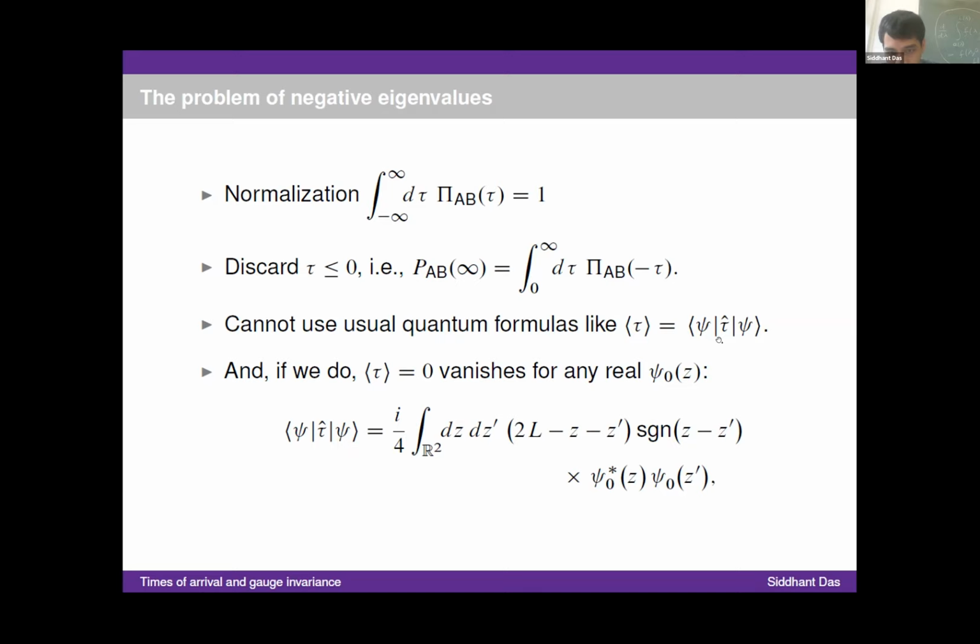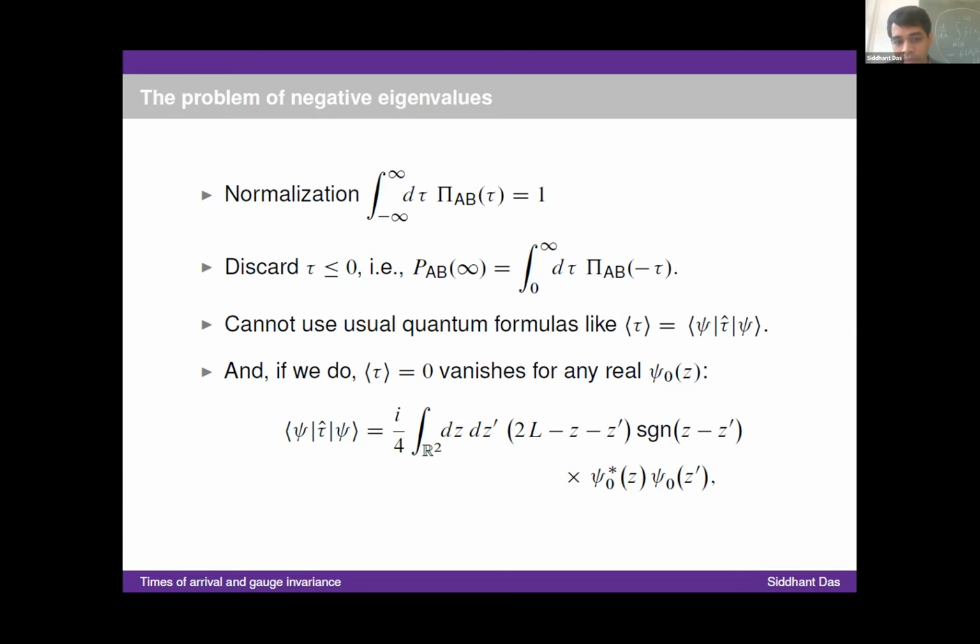This formula is not important, but it helps you to see one very befuddling consequence, namely that if the initial wave function is a real wave function, so think of just a Gaussian wave function, which is just real, then the expectation value of this operator would be zero. And this is true for any real wave function. And that's very weird, because vanishing of the expected value of the arrival time means the particle arrives instantaneously in every single run of the experiment.